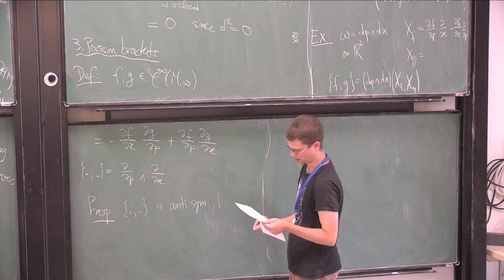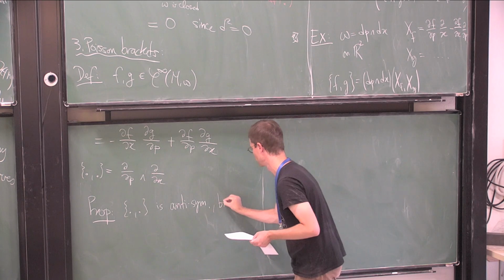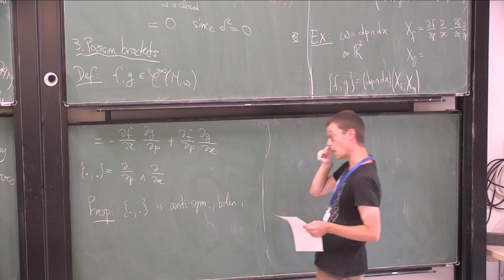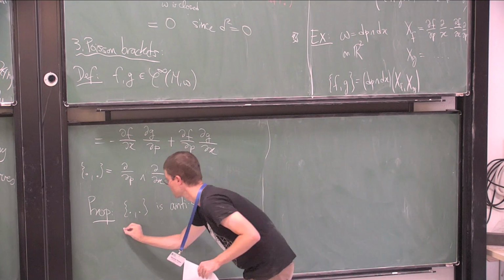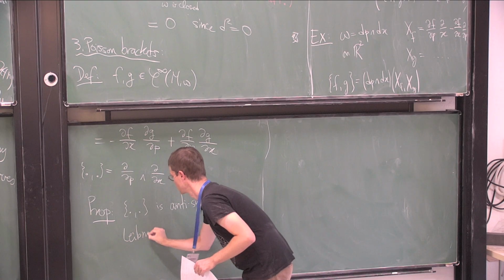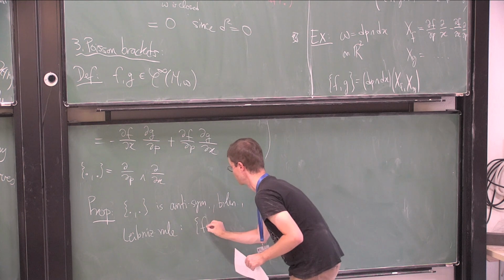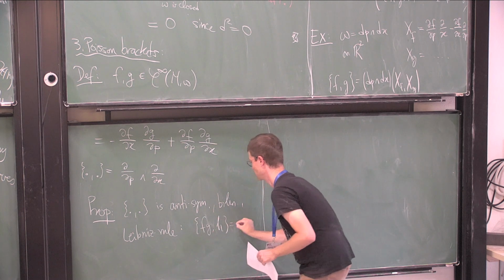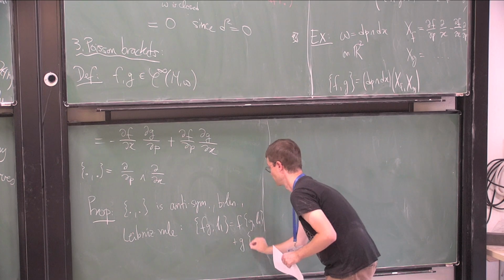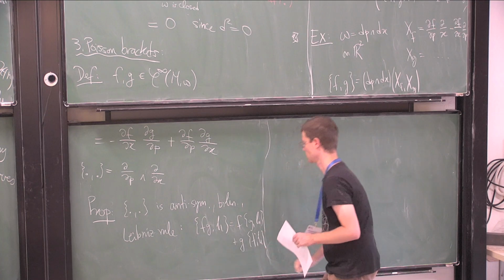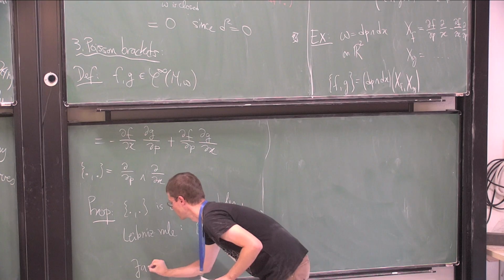It's bilinear. Actually, it's even better. It is a derivation, so you have a Leibniz rule, which somehow says that {F, GH} is {F, G}H plus G{F, H}. And I have the Jacobi identity.